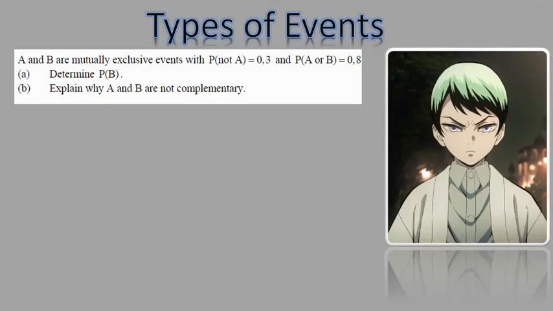So here, let's start with the highlighting process. Let's use green this time. They're telling you that two events are mutually exclusive. That's number one, a bold statement. Number two, it tells you what is not A: the complement of A is 0.3. Afterwards, they tell you the union, that the probability of A or B is equal to 0.8, right? Very interesting. Let's start with part A now. It says determine the probability of B.